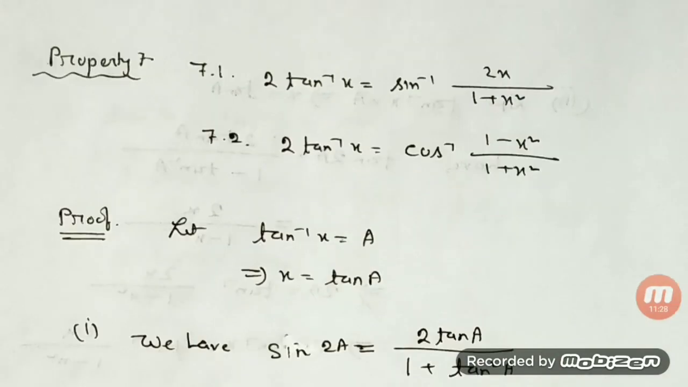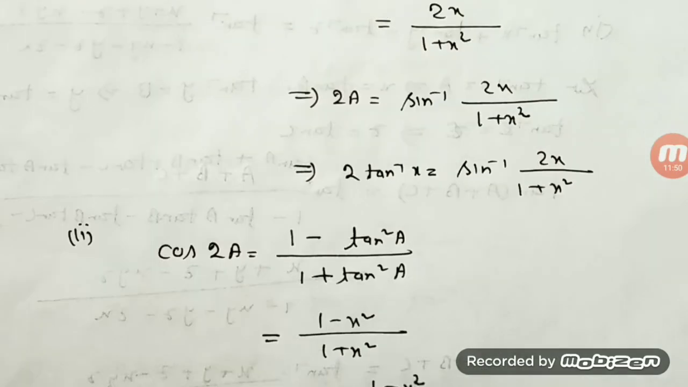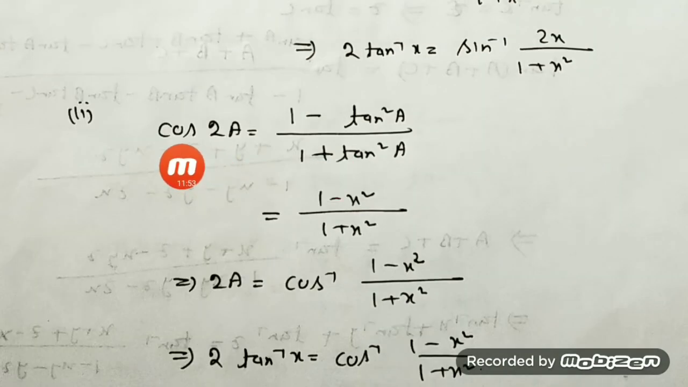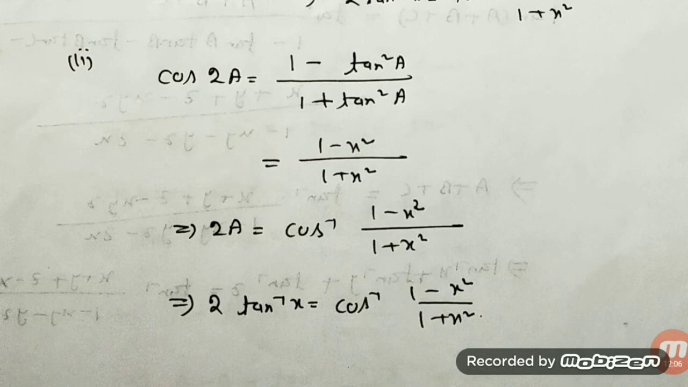Now in this next case, this is A, you have supposed twice A. Cos inverse, if I bring to the side, it becomes cos twice A. So here, as tan is substituted, you have to write the cos formula in terms of tan. What is the formula of cos twice A in terms of tan? Cos twice A is 1 minus tan square A by 1 plus tan square A. Put the values. This is x square and x square. Twice A is equal to cos inverse of (1 minus x square) by (1 plus x square). What is A? 2 tan inverse of x equal to cos inverse of (1 minus x square) by (1 plus x square).